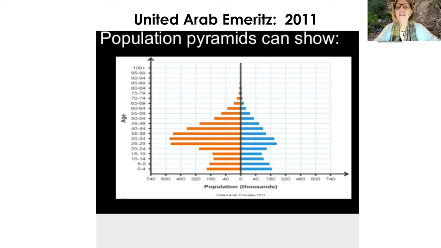What they've done is they have issued a bunch of guest worker visas. So men of working age and some women of working age can move into the area, work for a while, and then go home. So they come and go, come and go.